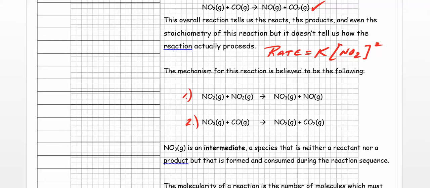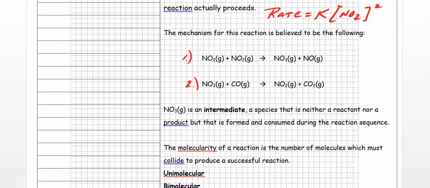Well, in answering that question, what we want to do is start with a couple of definitions. The first one we want to talk about is an intermediate. What do we mean by an intermediate? Well, it's a species that is neither a reactant nor a product. You don't see it in the actual reaction, the reactants or the products, but it is produced and consumed during the reaction sequence. Now, I want you to take a look at this two-step mechanism and see if you can find anything that is produced and then consumed without showing up as either a reactant or a product.